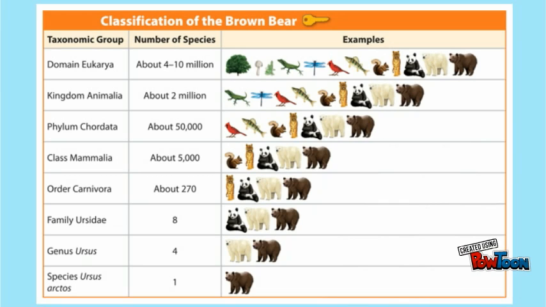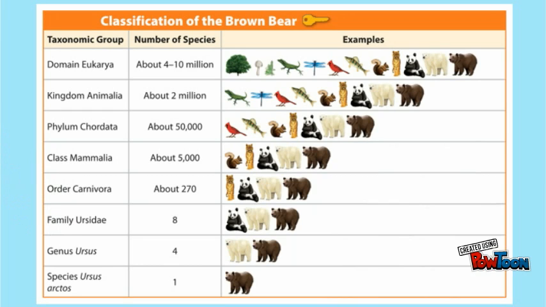Here's an example of the taxonomy for the brown bear. In the domain Eukarya, there are 4 to 10 million different species, but when you sort those species into kingdoms, you'll find about 2 million in the animal kingdom. About 50,000 of those animals have a spinal cord, and about 5,000 of those species are mammals. About 270 different species of mammals are carnivores, and only 8 of those belong in the family Ursidae, which includes organisms with large bodies, stocky legs, long snouts, shaggy hair, short tails, and claws.